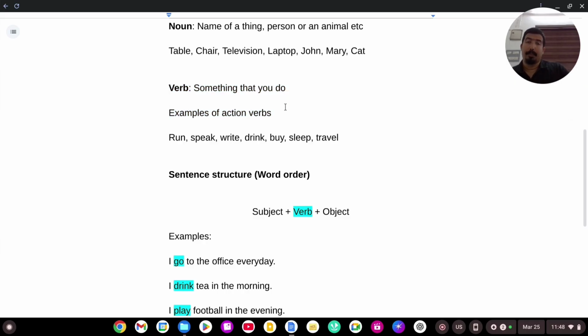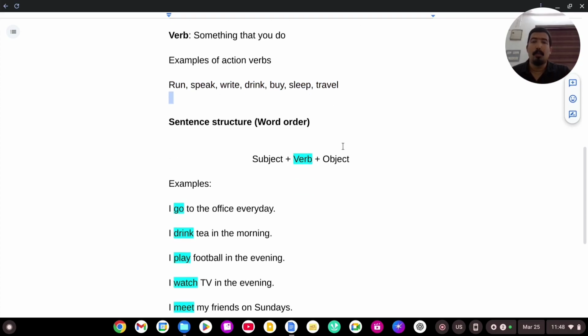Verb means something that you do. There are different kinds of verbs in English, like action verbs, stative verbs and possessive verbs, but I will be concentrating on action verbs. So something that you do, that is not actually the definition of a verb, but for you to understand, we will start with action verbs. Action verbs is something that you do. Okay, here run, speak, write, drink, buy, sleep and travel. All these things are actions that you do every day. That is why it's called a verb. It's a verb, that's called an action verb.